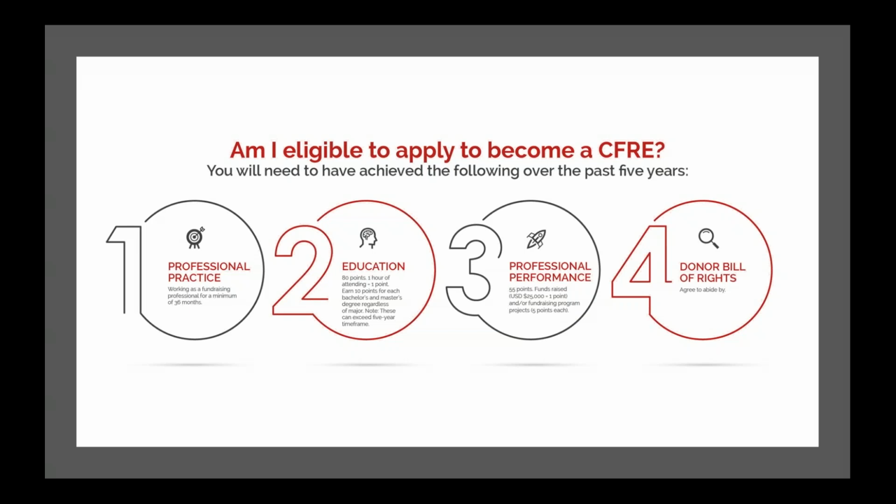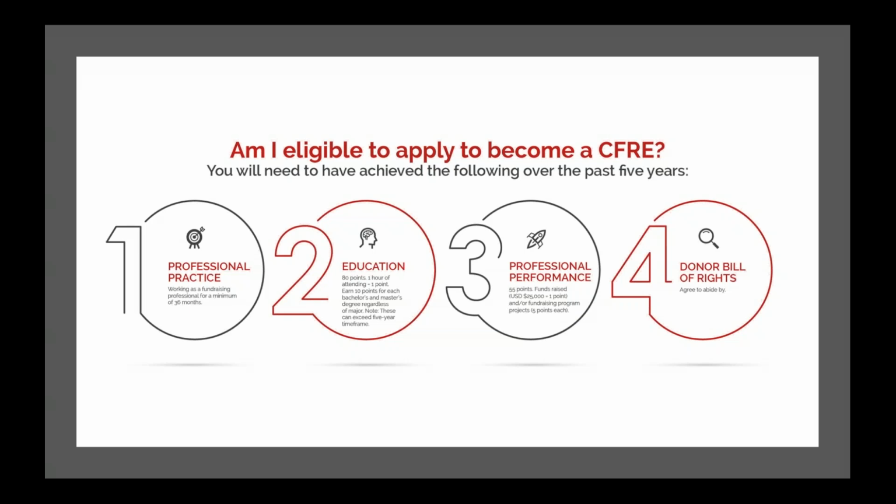The education piece requires 80 hours total. You earn 1 point per hour of attendance at eligible fundraising related sessions. You can also earn 10 points for each bachelor's, master's, or doctorate, or 5 points for an associate. Now, degrees are the exception to the 5-year rule. They do not need to have been conferred within the past 5 years, and they do not need to be fundraising specific to qualify.